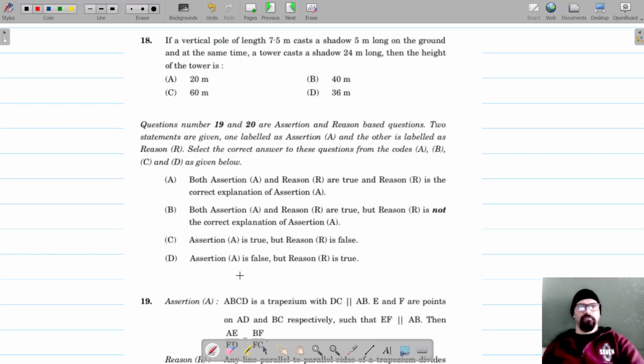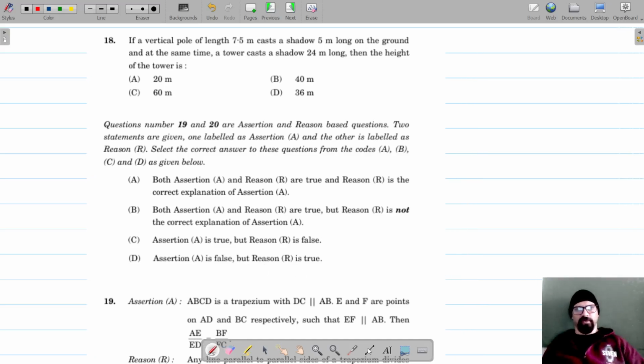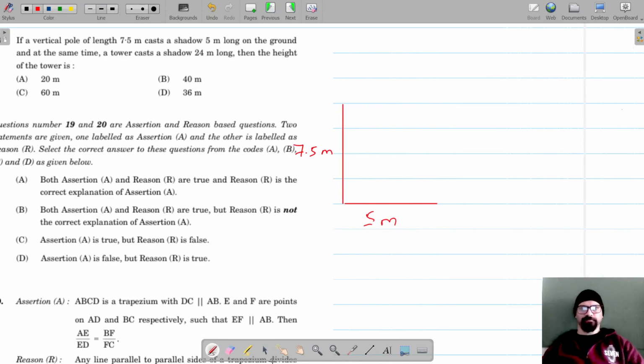Okay, for question number 18, it's given that a vertical pole of length 7.5 meters casts a shadow 5 meters long. So there is a pole and its shadow is 5 meters long. So this is 5 meters and its height is 7.5 meters. And at the same time there is a tower that casts a shadow 24 meters long, and we have to find the height of this tower.